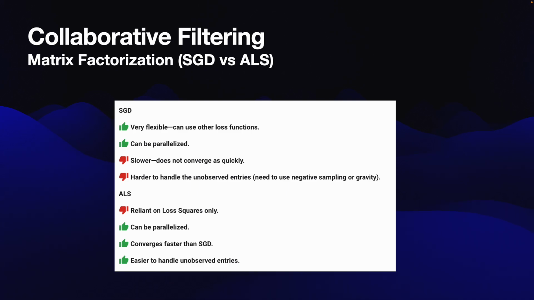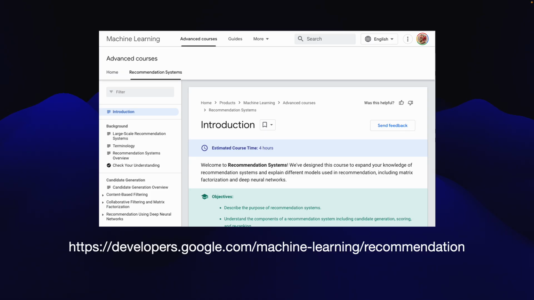On the other hand, alternating least squares is specifically made so that it can factorize matrices. That's why it's going to work much faster and much better on this task.